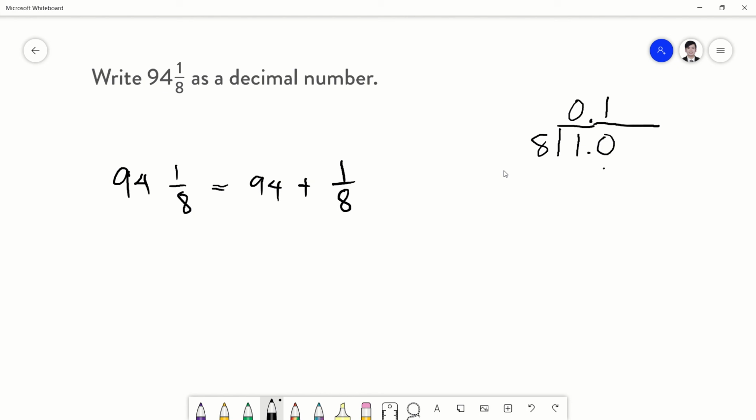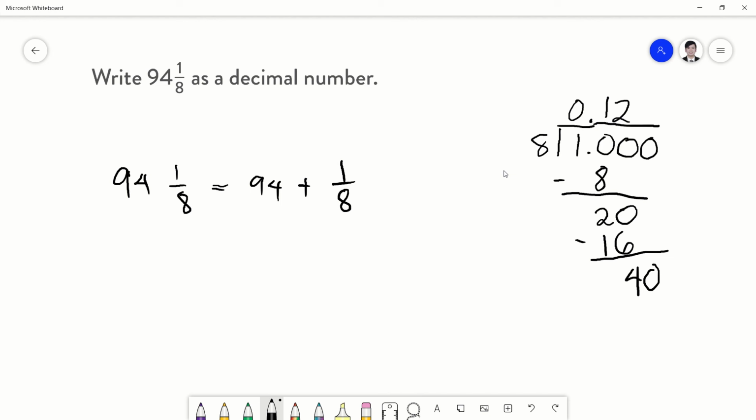1 times 8 is 8. Then we subtract: 10 minus 8 is 2. Add another 0 and bring down. 20 divided by 8 is 2. 2 times 8 is 16. Subtract, you will get 4. Since you still have a remainder, add another 0 and then bring down.